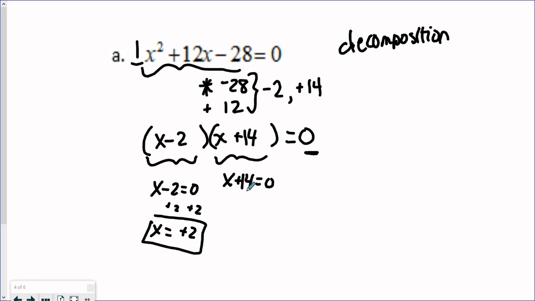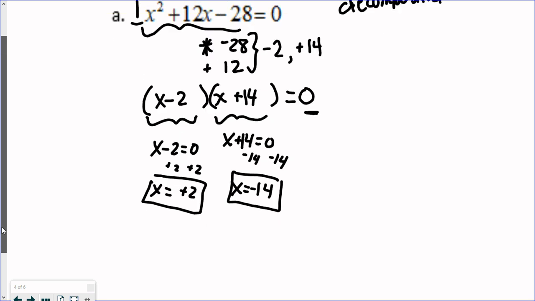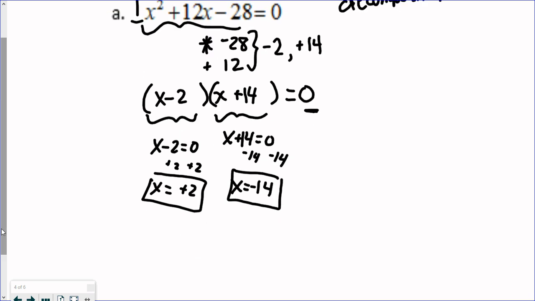So we, again, are going to be subtracting 14 from both sides. So we have x equals negative 14. And those are our answers. So I think you tried to average those out, but what you would want to do with something like this is verify.